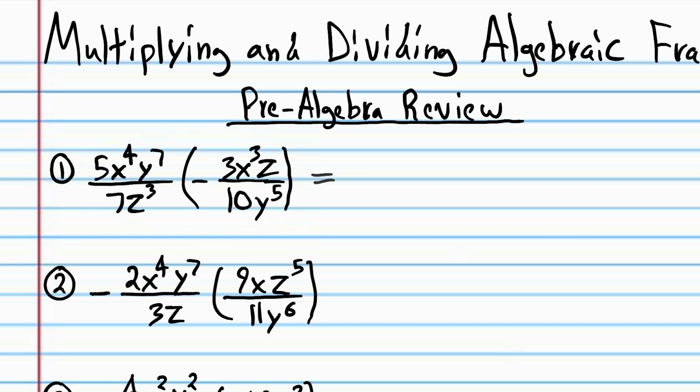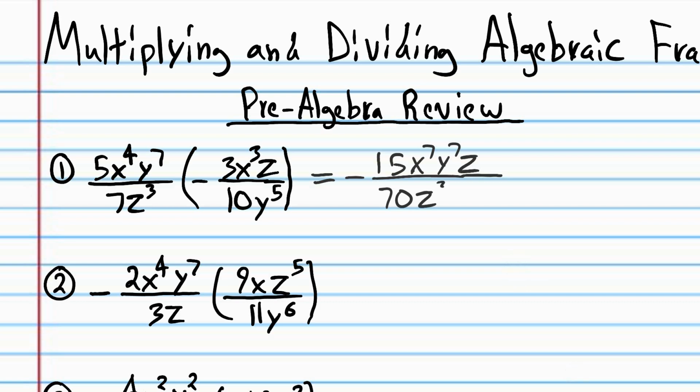So 5 times 3 is 15. And of course it's going to be a negative. X to the 4th power times x to the 3rd is x to the 7th. Just add the powers. And we can't combine y's in the numerators or z's because there's only one y expression and one z expression. 7 times 10 is 70.